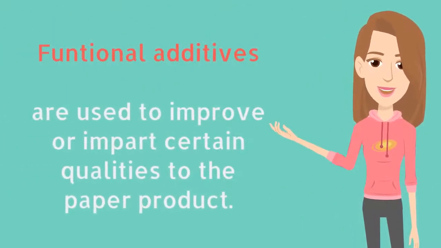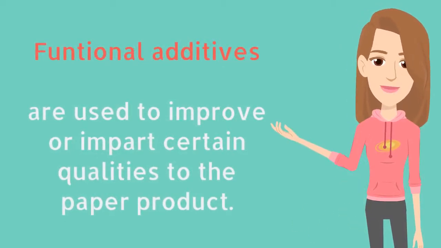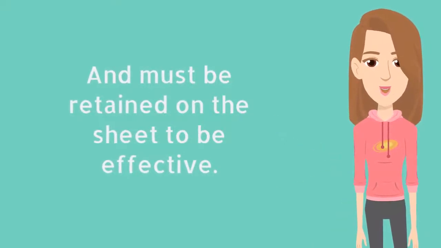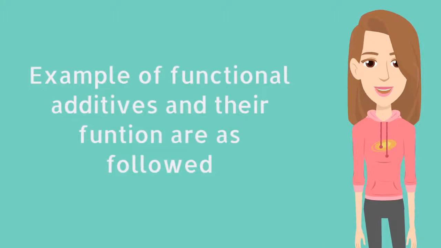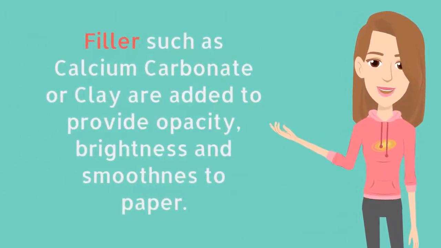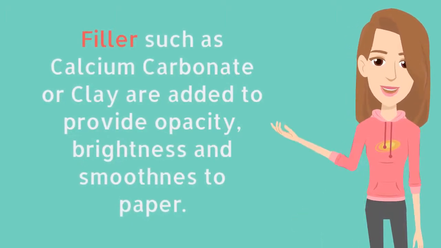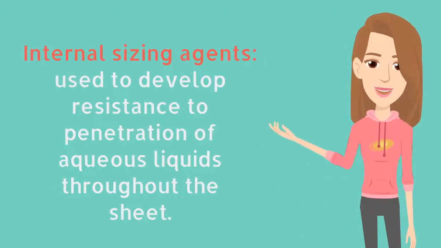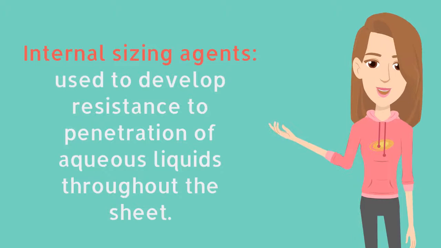Functional additives are used to improve or impart certain qualities to the paper product, and must be retained on the sheet to be effective. Examples of functional additives and their functions are as follows. Fillers such as calcium carbonate or clay are added to provide opacity, brightness and smoothness to paper. Internal sizing agents are used to develop resistance to penetration of aqueous liquids throughout the sheet.